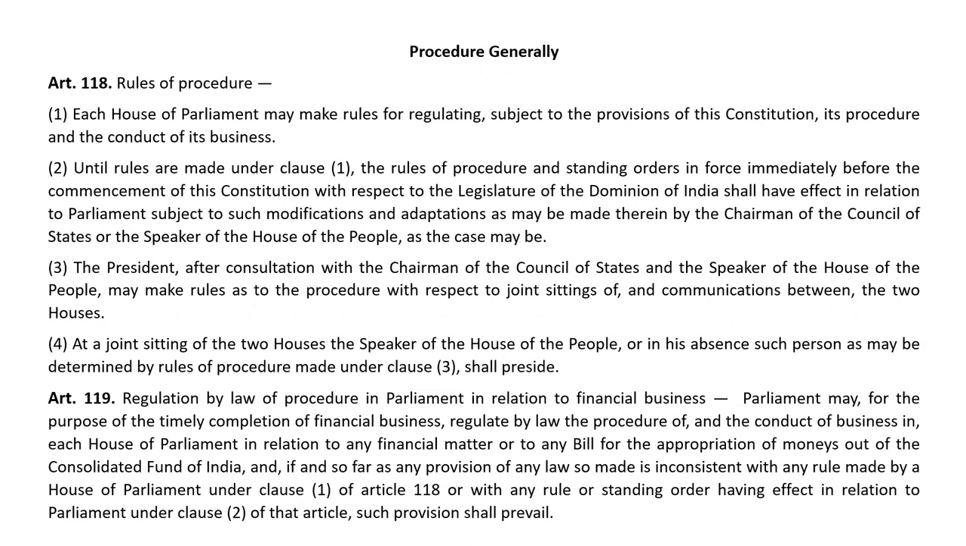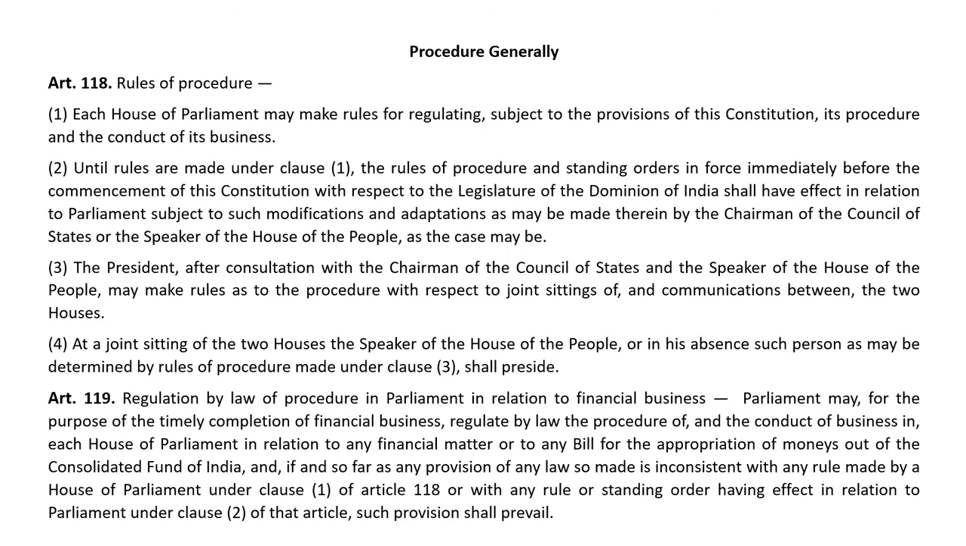Procedure generally. Article 118, Rules of Procedure. Each House of Parliament may make rules for regulating, subject to the provisions of this Constitution, its procedure and conduct of its business. Until rules are made under Clause 1, the rules of procedure and the standing orders in force immediately before the commencement of this Constitution with respect to the legislature of the Dominion of India shall have effect in relation to Parliament, subject to such modifications and adaptations as may be made therein by the Chairman of the Council of States or the Speaker of the House of the People, as the case may be.